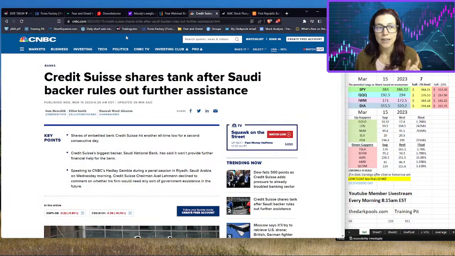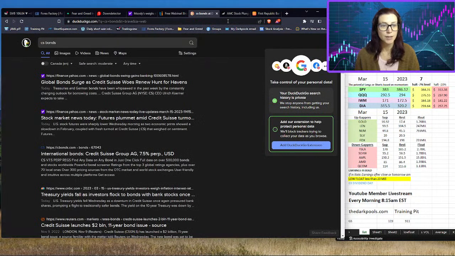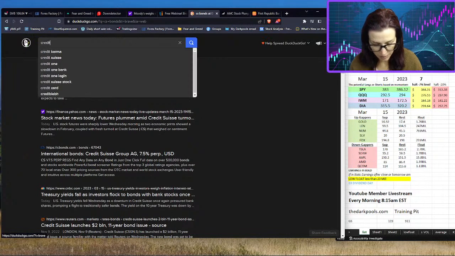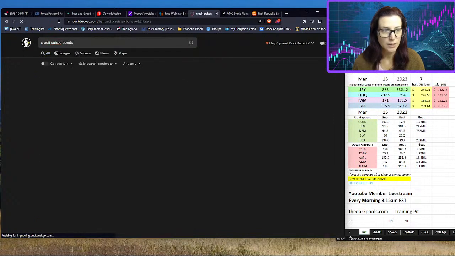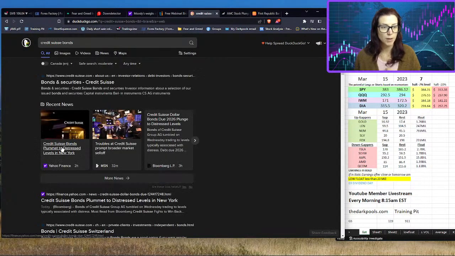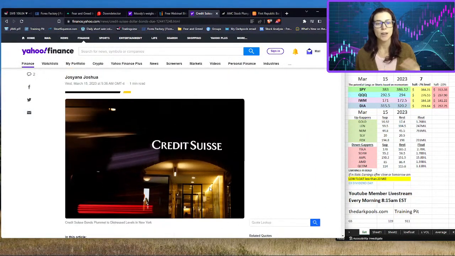People are also selling Credit Suisse bonds. Let's do this here really quickly. Credit Suisse bonds plummet to distressed levels. People don't want to buy bonds which are supposed to be secure from a bank. What's going to happen? They're going to start dumping them. Oh my goodness. Credit default swaps dumping again in the market.